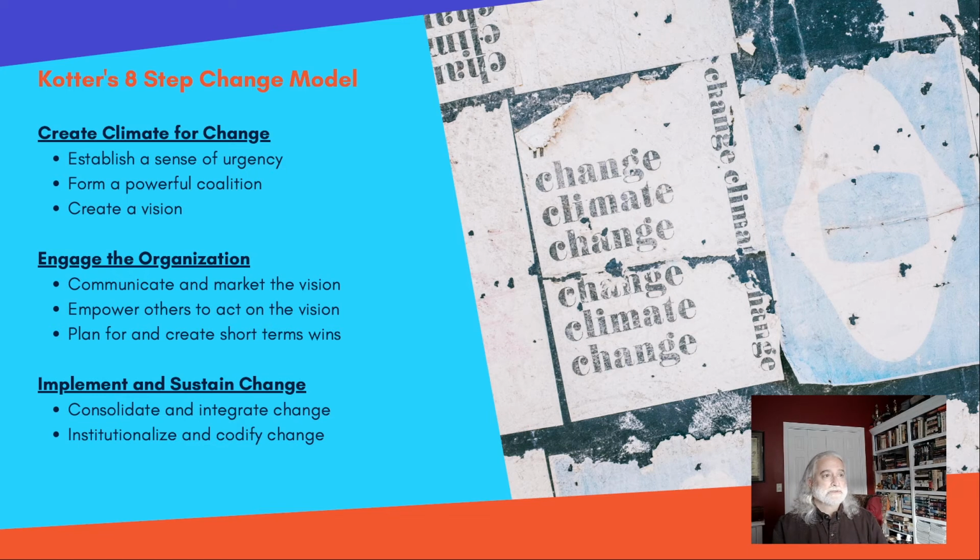When you look at Kotter's change model in front of you, you're going to see three basic areas: create climate for change, engage the organization, implement and sustain change. And it gets back to the unfreezing, change, refreezing. And you'll see within the first two sections there are 3 steps, and within the last section there are 2 steps. The first, under Create Climate for Change, is to establish a sense of urgency.